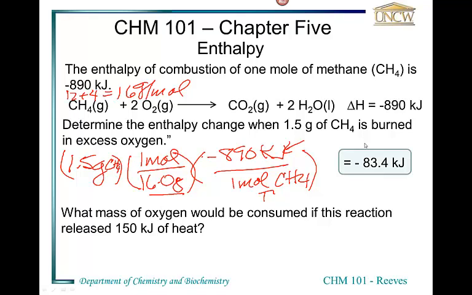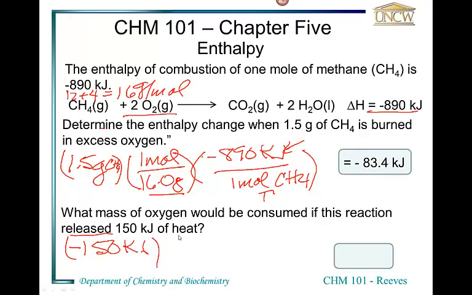What mass of oxygen is consumed if this reaction releases 150 kilojoules? So now we're given an amount of energy that we have produced or want to produce, and we're asked to determine the mass of oxygen that it'll take to do that. So again, we're going to start with what we know, minus 150 kilojoules, minus because it's released. So the system's energy must go down by 150 kilojoules. Now, what's the relationship between the energy produced and the amount of oxygen that's consumed?